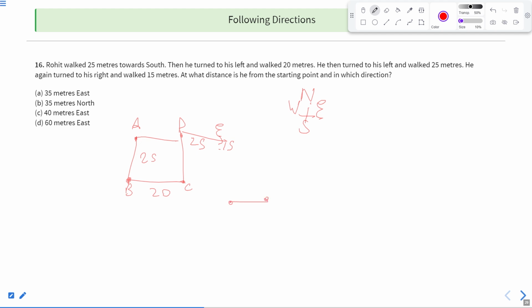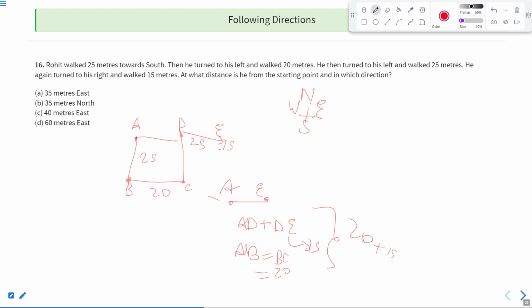Starting point to final direction, AE is nothing but 25 south, BC. So this is nothing but AD plus DE. Now AD is nothing but BC, which is 20, and DE is 25, 15. Therefore, this is nothing but 20 plus 15, which is 35. And since we are moving from A to E, which is east, so 35 east.